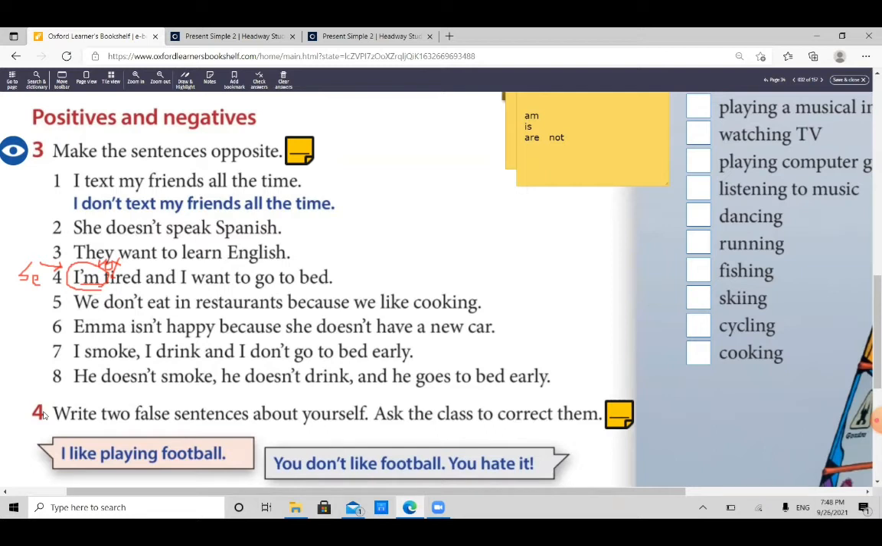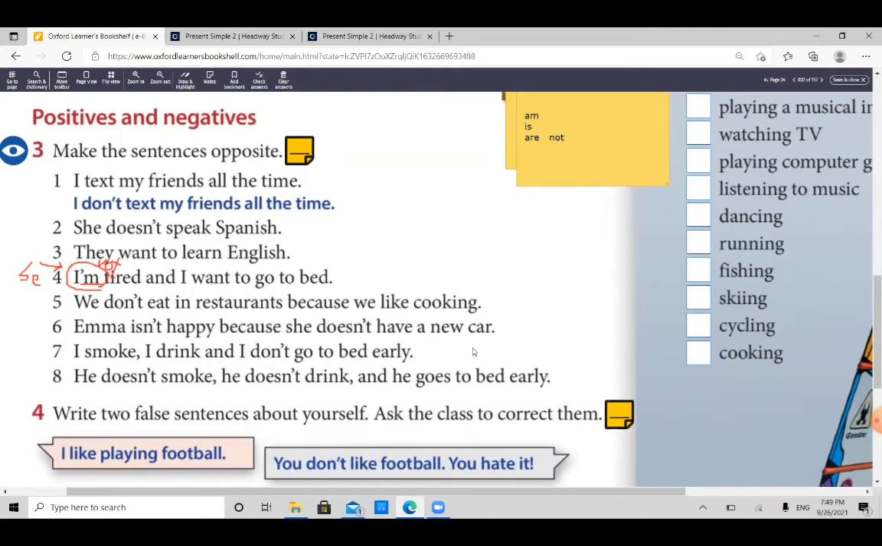We don't eat in restaurants because we like cooking. We eat in restaurants because we don't like cooking. Very good, because we don't like cooking. As you see again, another activity ends with ing. So I use like.